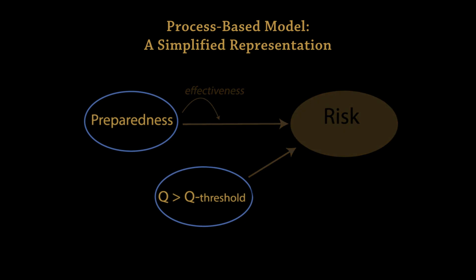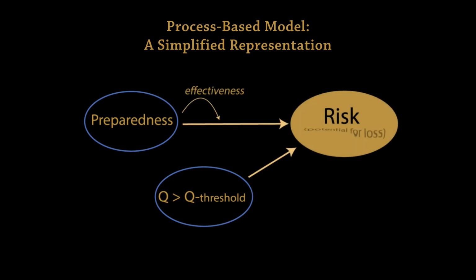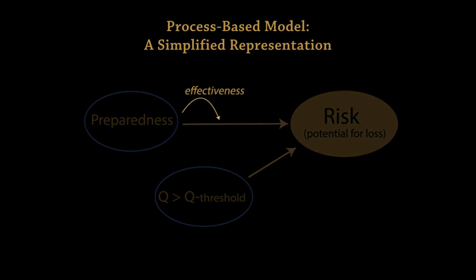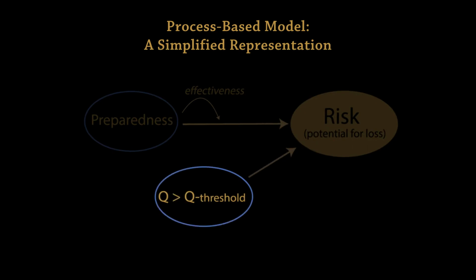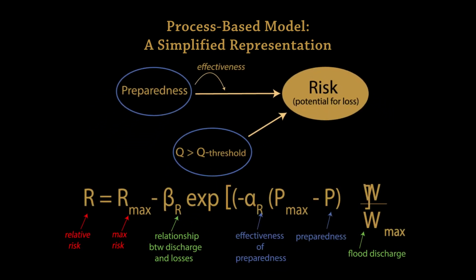Recognize that factors influencing vulnerability work in concert with river flows to influence risk, and risk is operationalized in the model based on economic damages which we call losses. The effectiveness of the preparedness can vary, and risk is associated with river discharge when it exceeds a certain level. Here's the general equation used to model these potential losses, which for simplicity we are calling risk.